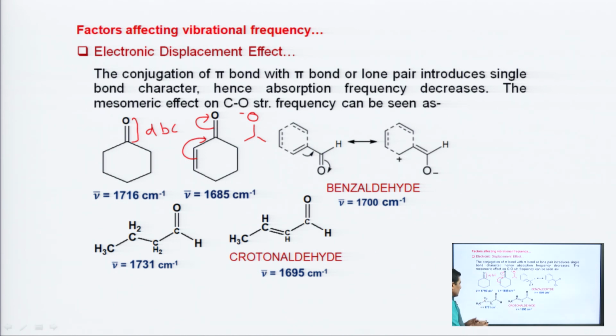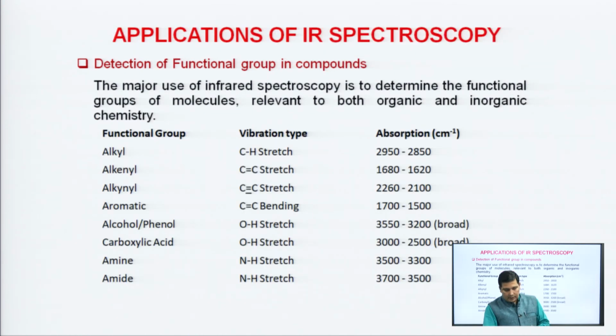तो ये बात आपको ध्यान रखना है that conjugation will affect as well as introduction of plus I and minus I groups also will affect. Next is the detection of functional groups in compounds. So, the major use of infrared spectroscopy is to determine functional groups. This is relevant to both organic as well as inorganic chemistry.